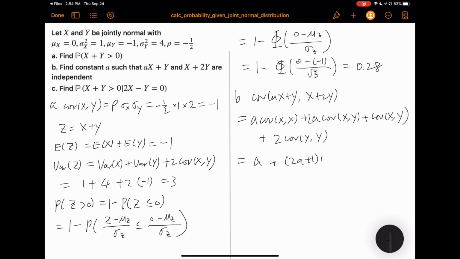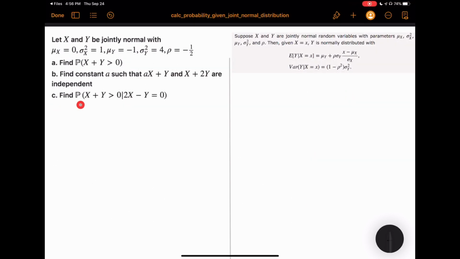If you combine the middle items, this is basically (2a plus 1) covariance xy, plus 2 covariance yy, which is just sigma y squared, which is 4, so this is 2 times 4. This is equal to a plus (2a plus 1) times the covariance of x and y, which we calculated as -1, plus 8. So this is equal to -a plus 7. For these two variables to be independent, the covariance must be 0. So a equals 7. So that's it.